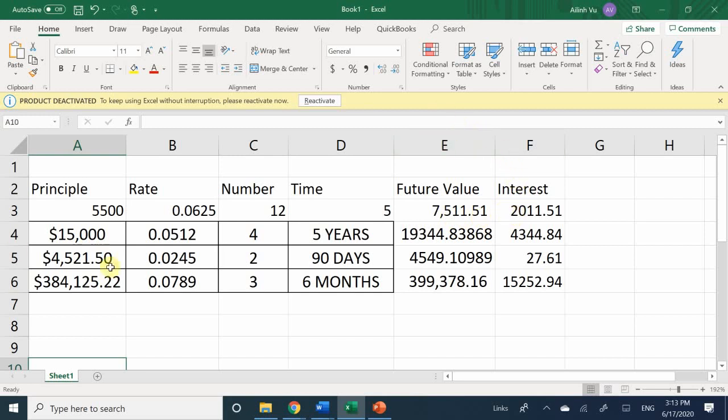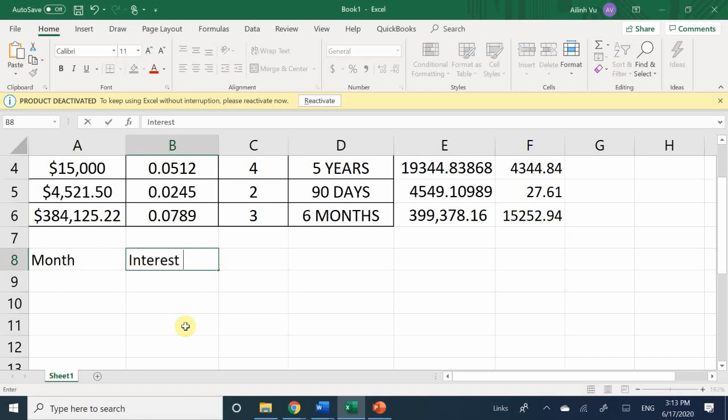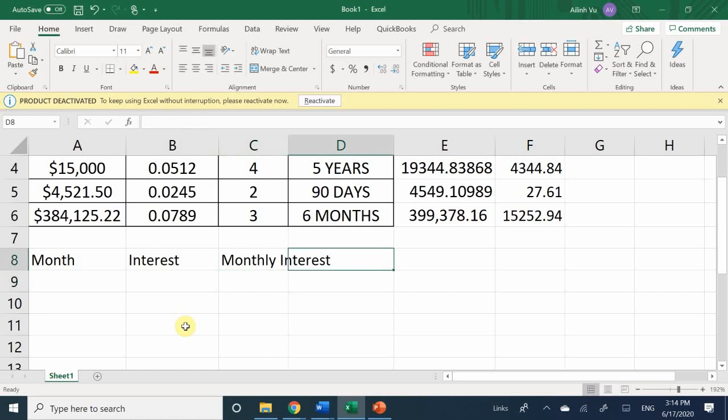Okay, so let's go ahead and make a record here. I'm going to write month here. I'm going to write in interest. All right, and I'm going to write monthly interest. Okay, so let's go ahead and solve for this. So this is for the month of June, right? So we're going to accrue the month of June's interest right now.